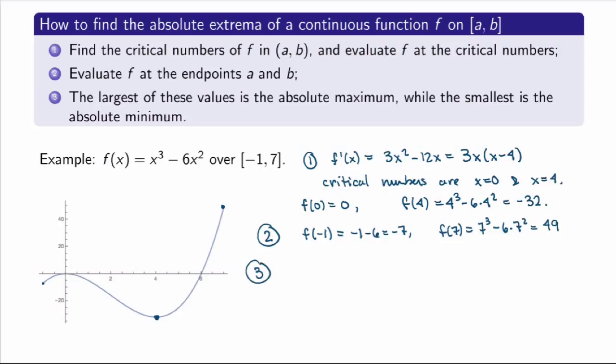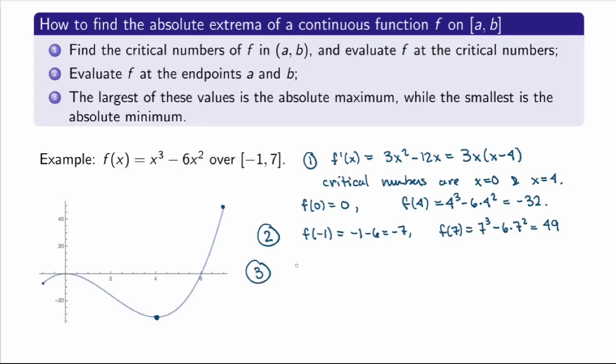And then the last step. By the extreme value theorem, I know that there must be an absolute min and absolute max somewhere over that interval. And I also know that these will be either at the critical numbers or at the endpoints. So I know that one of the four values that I just calculated will be the absolute min, and another one will be the absolute max. So all I have to do now is to compare these four values and find out which one is maximal and which one is minimal.